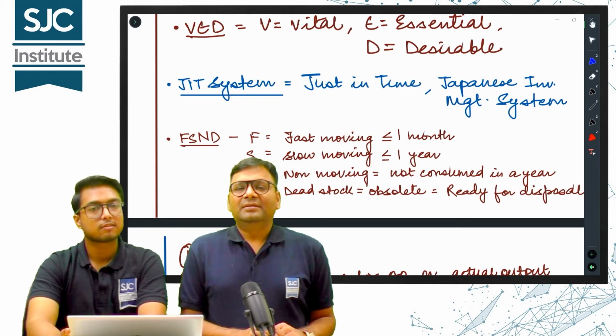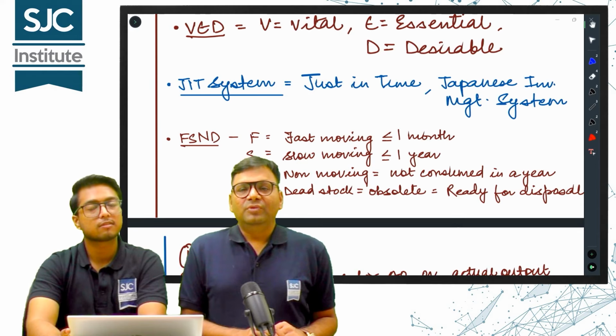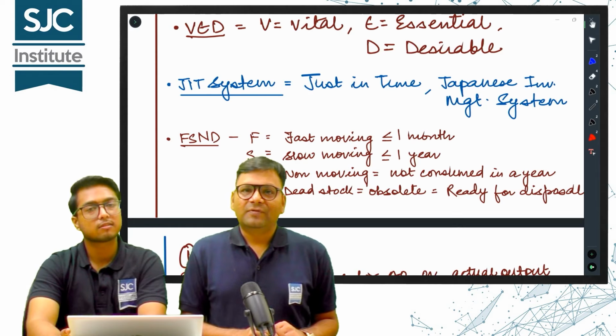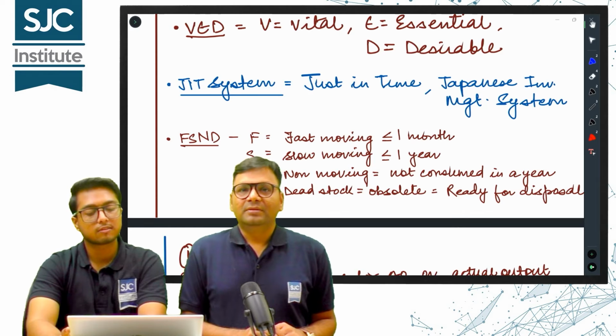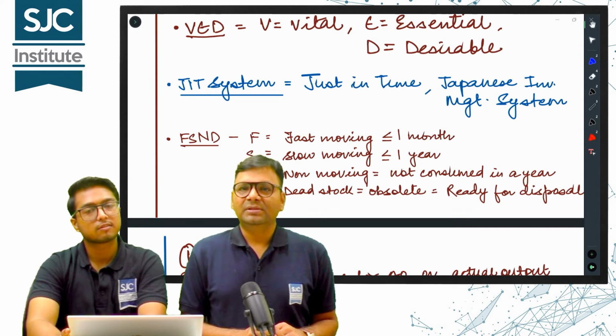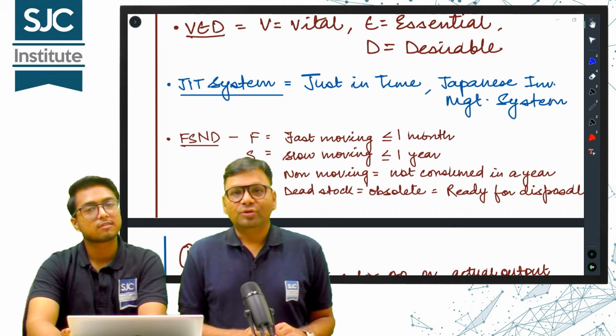FSND is another method to analyze the materials. F is for fast moving, which is usually consumed within 1 month. Then S is for slow moving, which is consumed within 1 year. Then N is non moving, which are not being used since 1 year and are ready for disposal. And D is for dead stock. So dead stock are also usually ready for disposal.